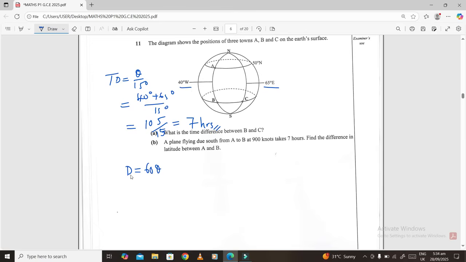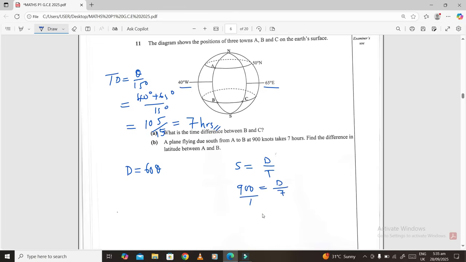Okay? We don't know the distance, so we're supposed to find distance. Let me use this formula: speed is equal to distance over time. So the speed here was 900 knots, the distance we don't know, and the time was 7 hours.